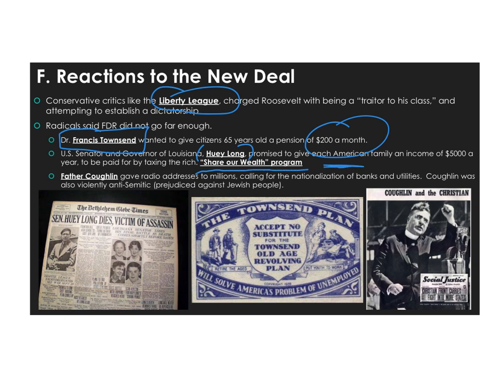That guy was extreme. He thought FDR didn't go far enough. He said everybody should get a check from the government, and the government should get that money from taxing the ultra wealthy. He would actually be assassinated before he could get it through.